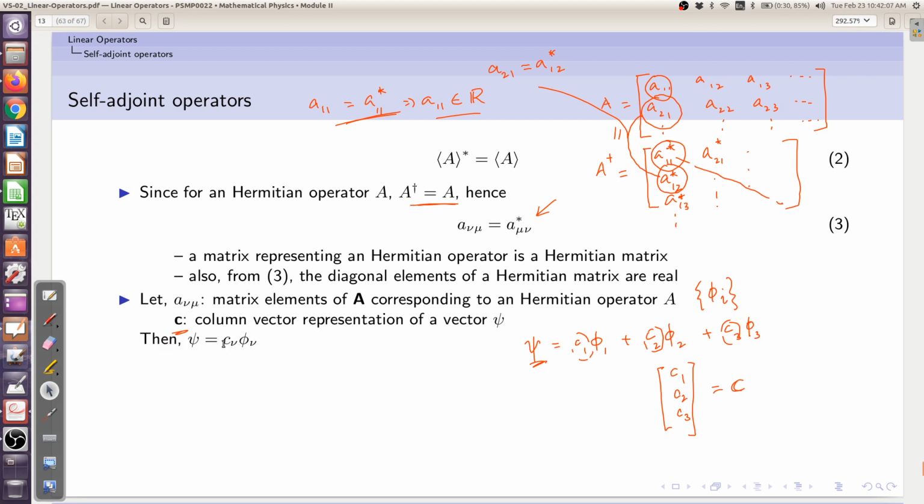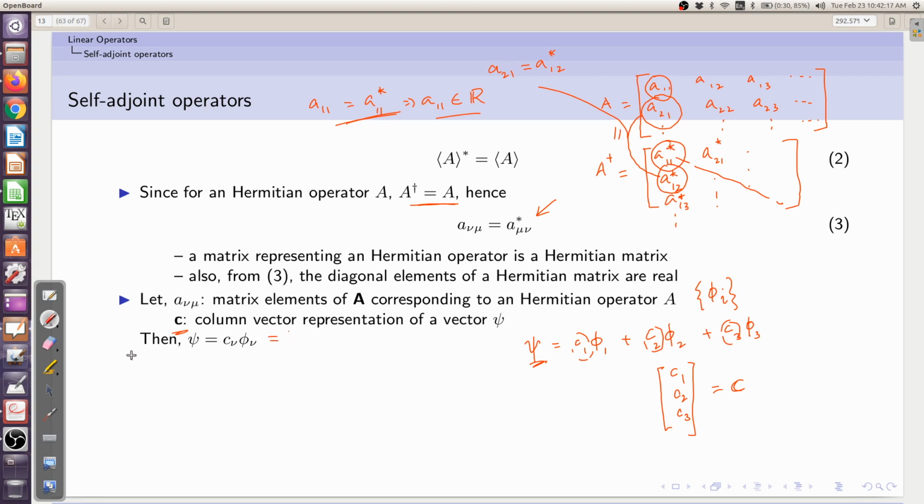So that's how I've written over here. Psi can be written as C nu phi nu. Remember, this is the Einstein summation convention, because there is a repeated index, nu is repeated. So what does this imply? It implies that there is a summation over here. This is C nu phi nu, a summation over nu. This is understood.